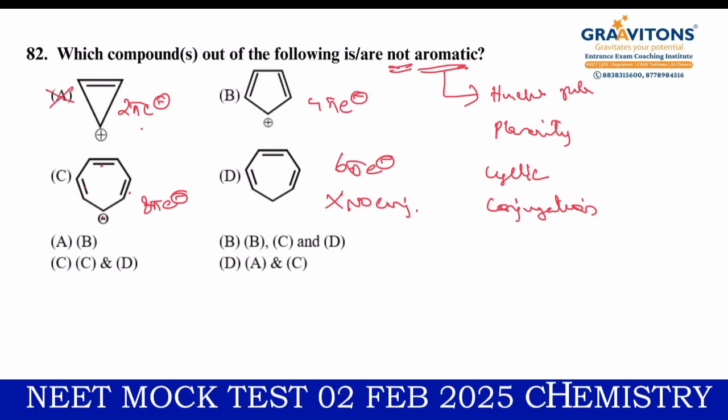But if you go for option B, this is actually 4 pi electrons. By Huckel's rule, it should have 2 pi electrons, then 6 pi electrons, then 10 pi electrons, and so on. If it has 4 pi electrons, then it would not be aromatic in nature, so I can take B. And if it has 8 pi electrons, that is also not aromatic, even though it has conjugation and cyclic nature. And if you go for D, there is no conjugation at all. So all these 3, B, C, D, can be taken as not aromatic. So the correct option would be B.